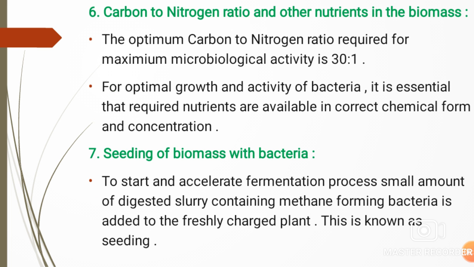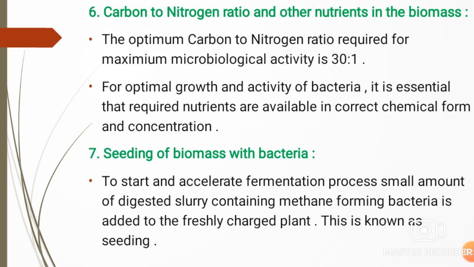The next factor, the sixth one, is the carbon to nitrogen ratio and other nutrients in the biomass. The optimal carbon to nitrogen ratio required for maximum microbiological activity is 30:1. We know that the carbon element and nitrogen element are present in the biomass, and the ratio of these two quantities is 30:1, and this is very important for the microbiological activity in the biogas plant.